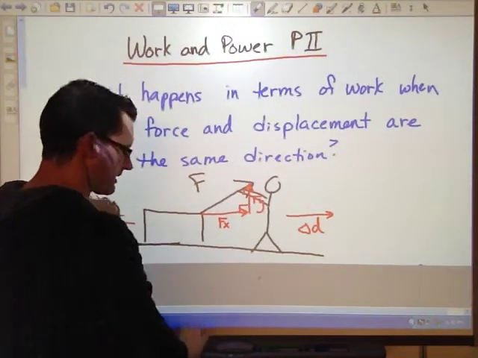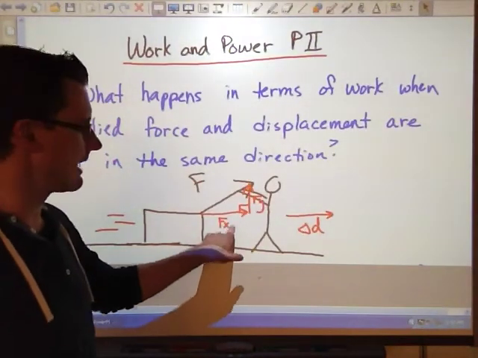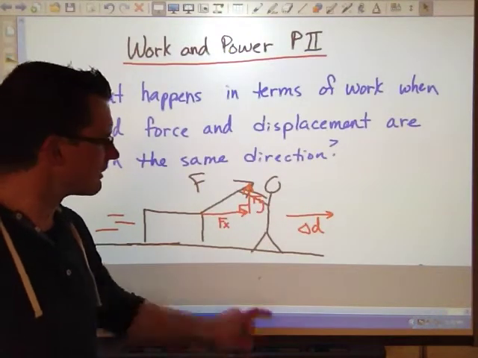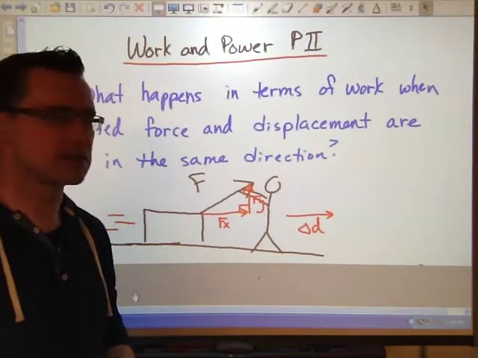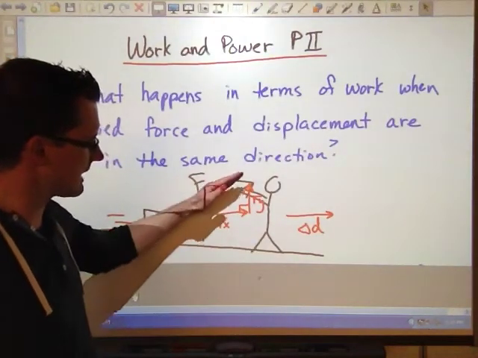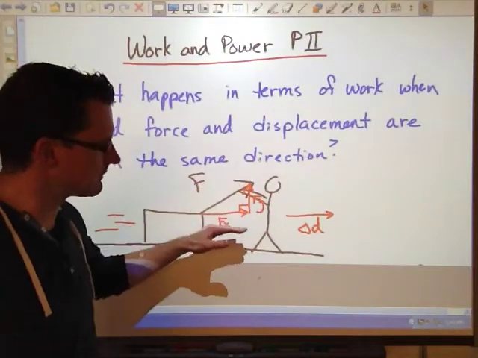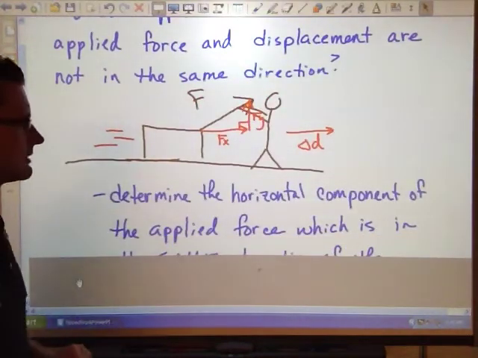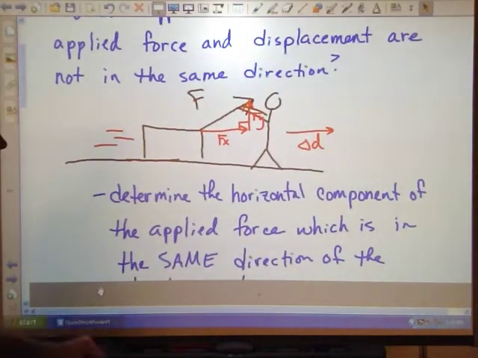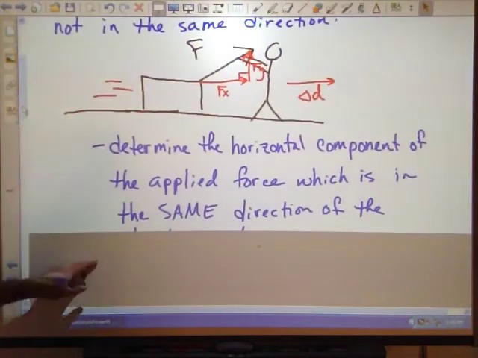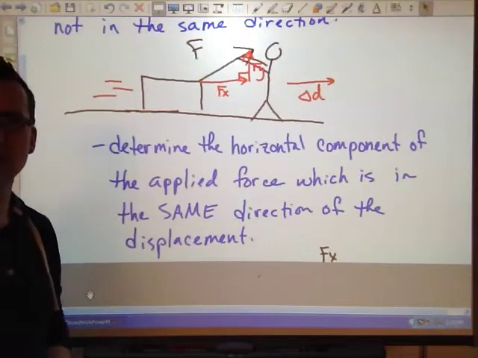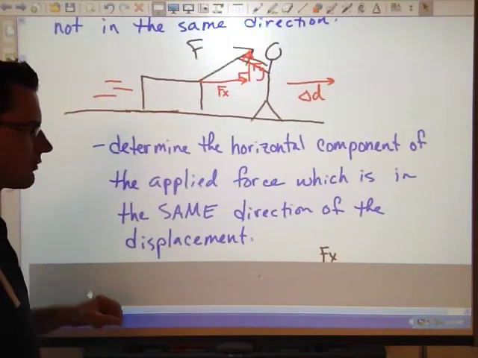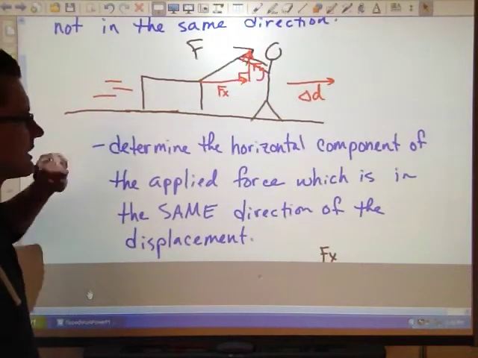So we can think of that force vector as being broken down into an Fx, a horizontal force component, and an Fy, a vertical force component. And if we can figure out that Fx, that is the force that's causing this. So pulling at this angle at a certain force gives us a smaller force which works in that way. So we determine the horizontal component of the applied force, which is in the same direction as the displacement. That is the force component that we'd be looking for. Whenever you're pulling at an angle, what part of that is effective in going in the same way as the displacement?